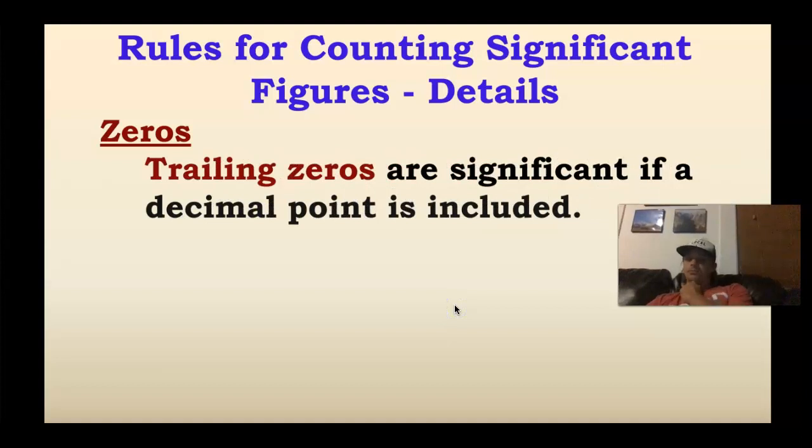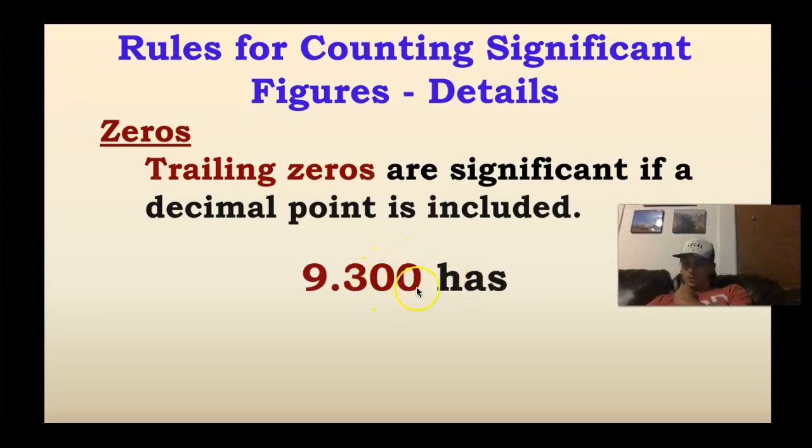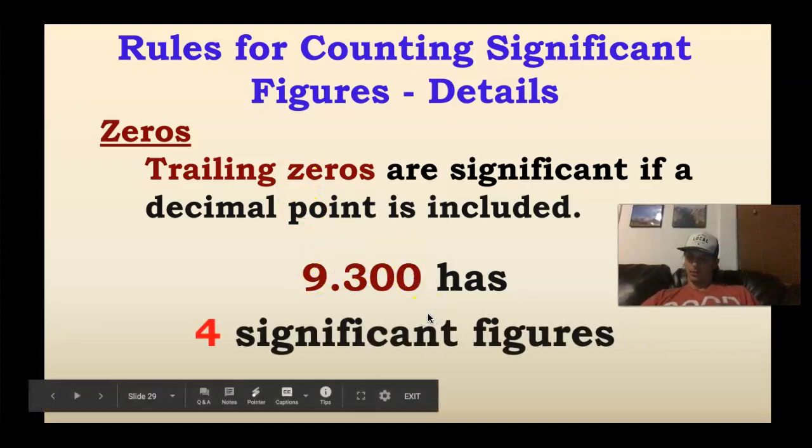Trailing zeros. Where would these be? Leading is up front, trailing is behind. So trailing zeros right here are significant if there's a decimal point. There's a decimal point, therefore these zeros are significant. They wouldn't be there unless I needed to communicate my precision. Otherwise, I could just put 9.3. I'm putting these extra zeros to show that I know they're important, or I'm certain about them. So this has 1, 2, 3, 4 sig figs.